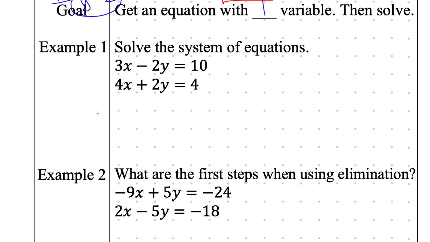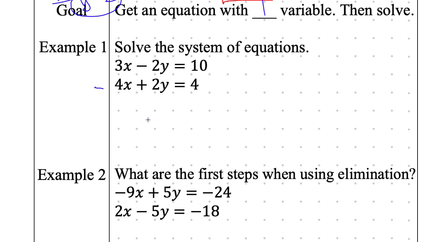Who has their card? Esha. I think you would subtract. So if I subtract, and you guys don't have to write this down until we verify it. So 3 minus 4 is negative x. Negative 2 minus another 2 is negative 4y. And then 10 minus 4 is 6. So it's close. We didn't eliminate the variable, though. So take another shot at it, Esha.